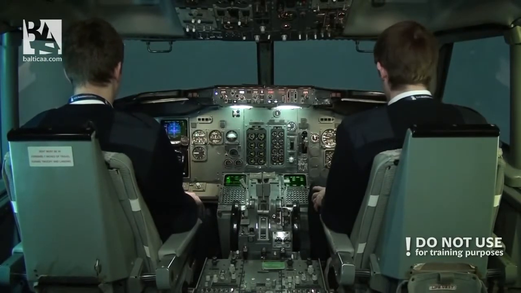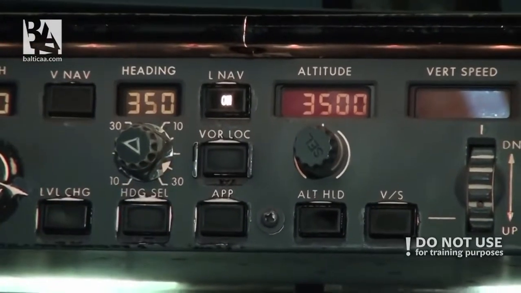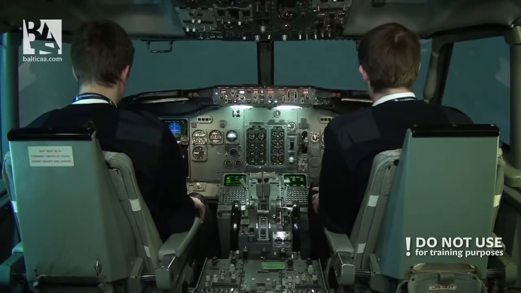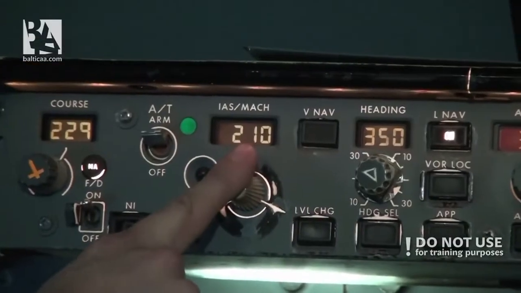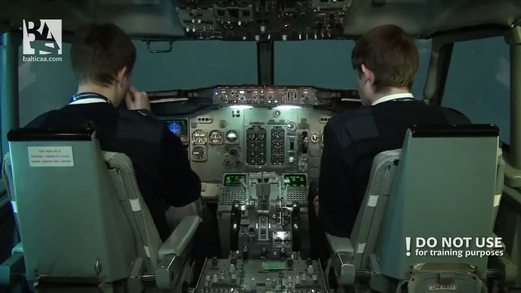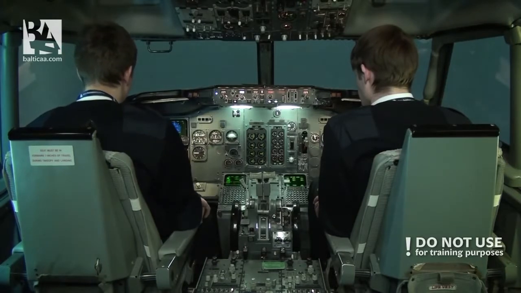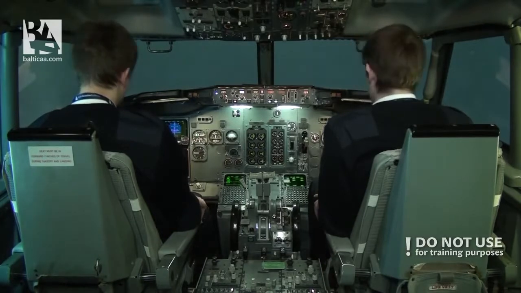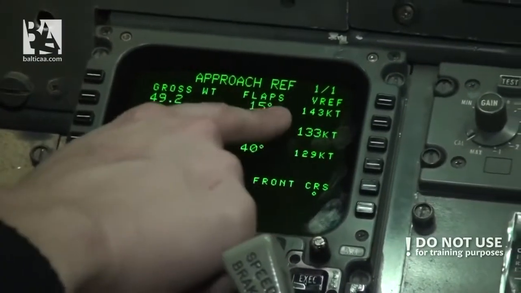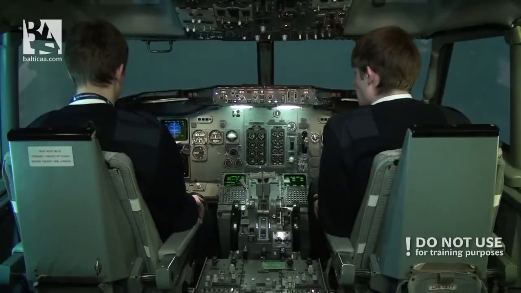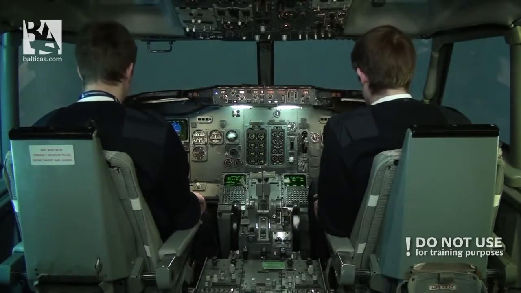Okay, 3,500 feet, 4.6 miles from the Manchester VOR, we are on the LNAV. Keep the speed of 210 knots, and after we do the turn on the radial of 049 degrees, we will start reducing the speed and extending some flaps. 2.2 miles. Check again our approach speed at 138 knots. Just started turning to intercept the radial 049.